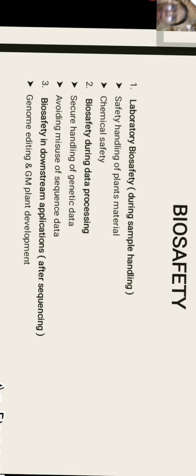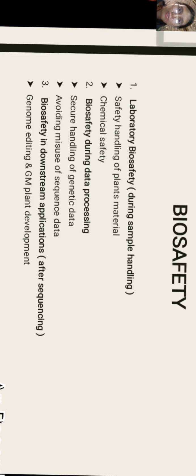Next is biosafety in downstream applications. After getting DNA results, be careful when applying them in experiments or agriculture. Why? Because improper use could affect humans, animals, or the environment. So, be careful when using DNA results.